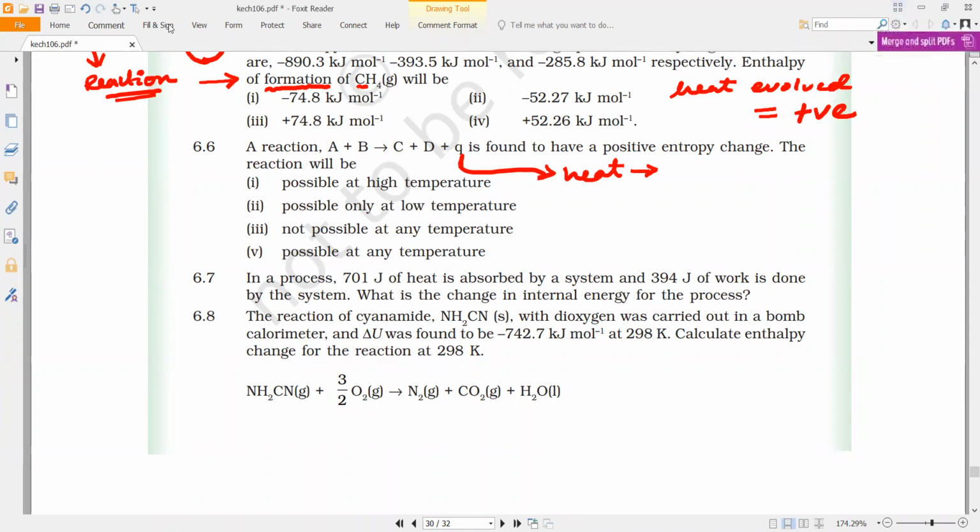Negative. Please start reading the notes, okay? Please start reading the notes.